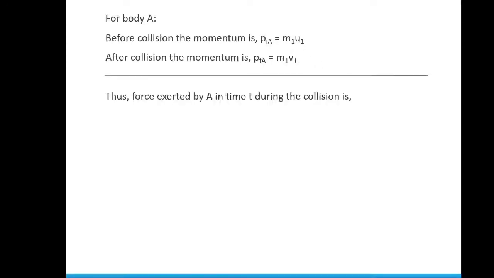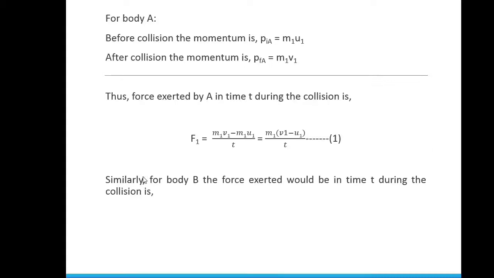So thus the force exerted by body A in time t during the collision, we know that force is nothing but rate of change of momentum. So force exerted by A in time t will be F1. F1 for body A is equal to m1 v1 minus m1 u1, that is final momentum minus initial momentum, whole divided by t. Take m1 common, so we get m1 (v1 minus u1) whole divided by t. That is our equation 1.